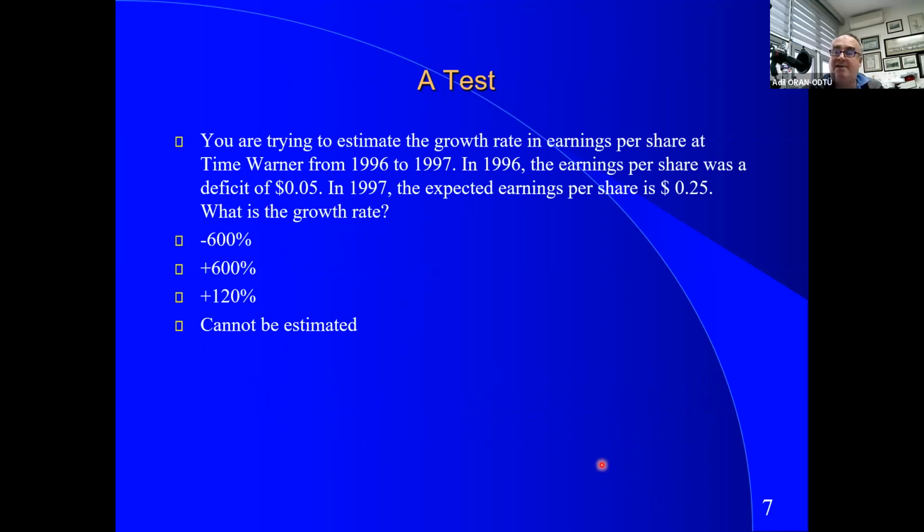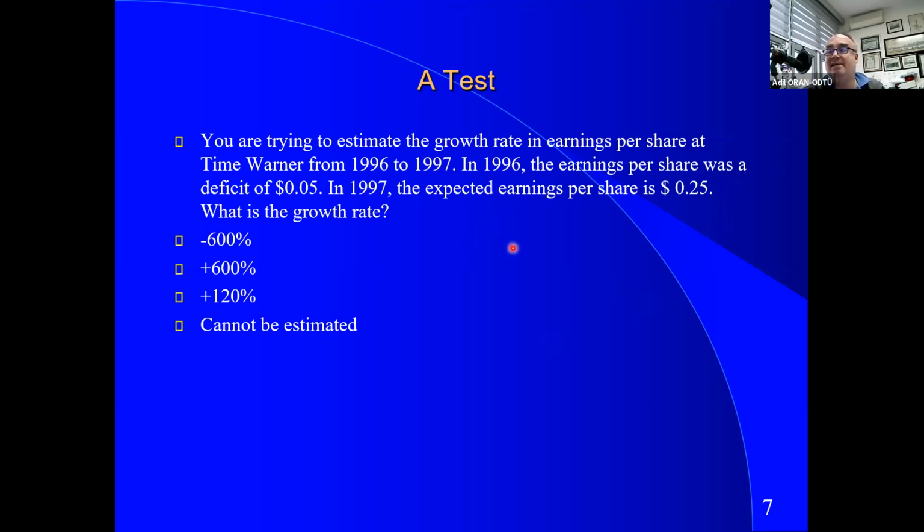Okay, so this goes back to the example of if something switches between positive and negative numbers, what should you do? What should you plug into those numbers of which you're going to take an average? So Time Warner, 96 to 97, our EPS was a deficit of 5 cents. So it was minus 5 cents earnings per share. Expected earnings per share for the next period is going to be plus 0.25. So earnings per share went from minus 5 cents to plus 25 cents.